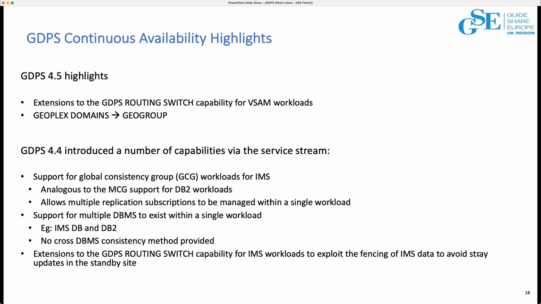Okay, what else is going on? GDPS CA continues to be enhanced. The highlight in 4.5 is extensions to the GDPS routing switch command, and that's an extension for vSAN workloads. It was there for DB2 and IMS workloads previously, and it's now, as I said, been extended for vSAN workloads. And CA, like the other solutions, picks up this change of extracting the Geoplex domains information out of the SA policy into the GeoGroup member.